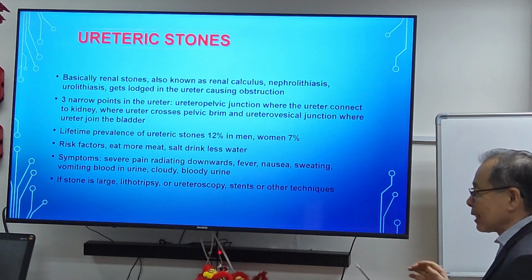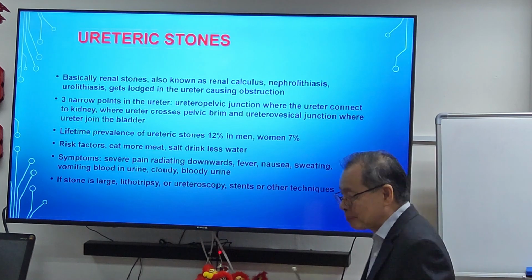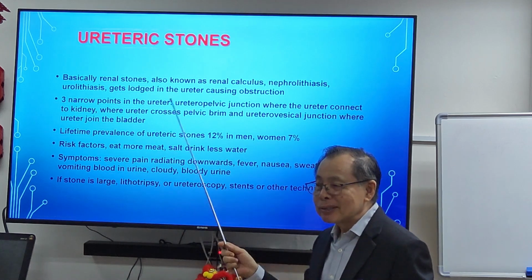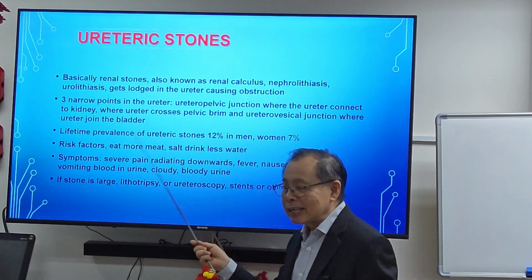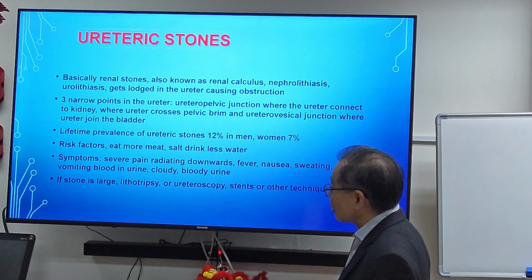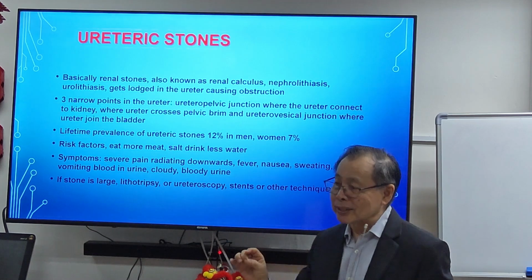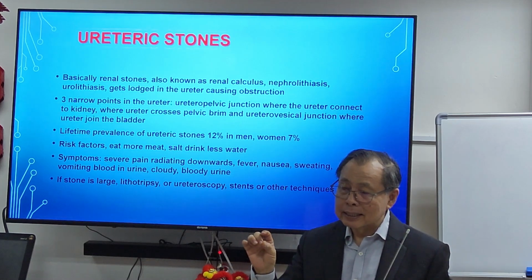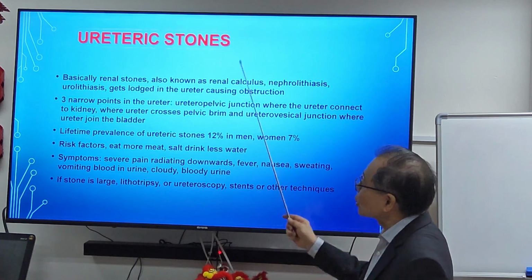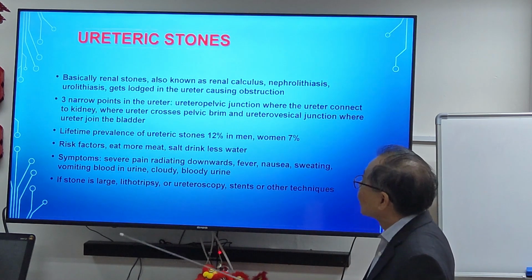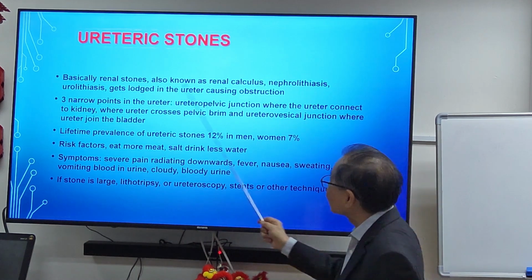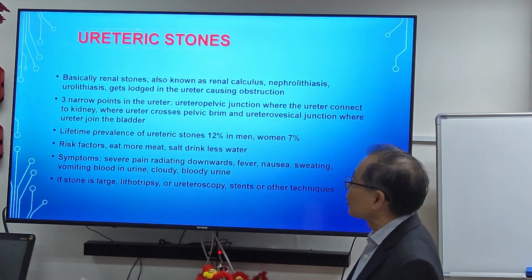We come to this last topic, ureteric stones. It's not in my list, but after talking about urinary tract infection, it is incomplete unless we talk about ureteric stones, because one of the causes that cause pain similar to acute appendicitis is stones in the ureter. Stones in the urinary tract are known as renal calculus, nephrolithiasis, urolithiasis. All these names don't quite matter to you.